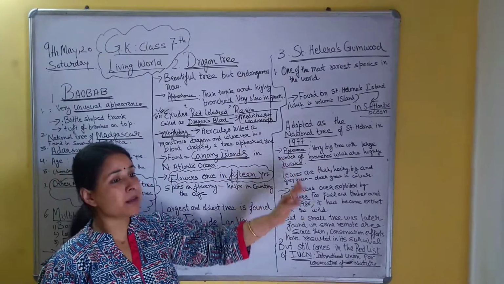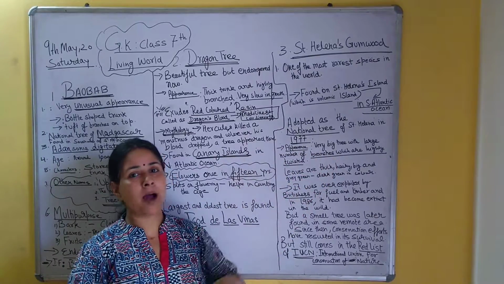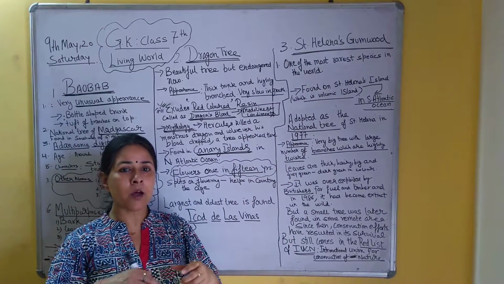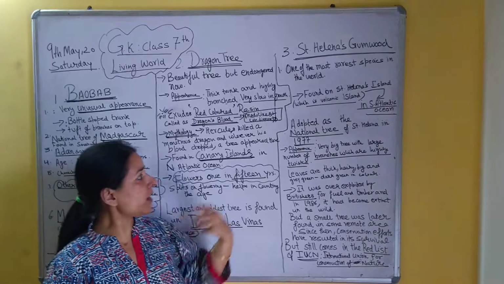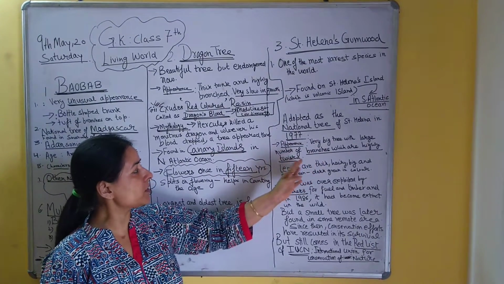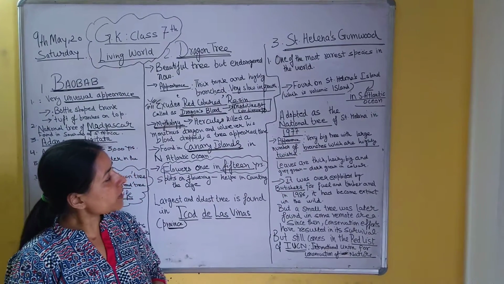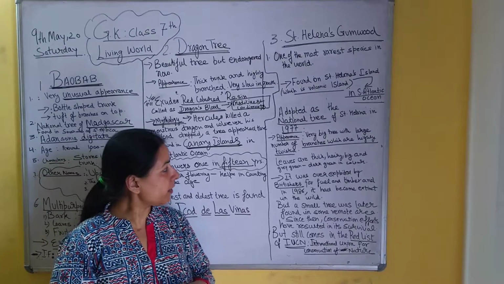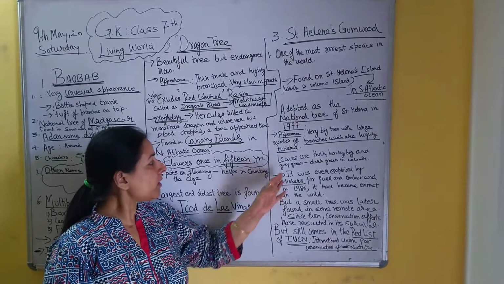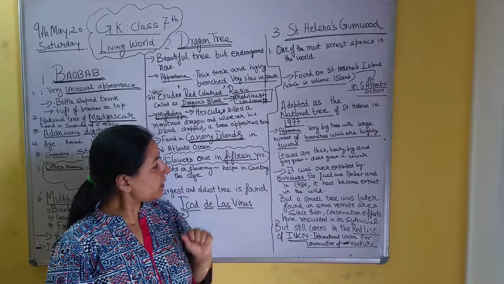If we talk about the general appearance, it is a very big tree and a large number of branches are there, but the branches are highly twisted. Branches that are very twisted and curved are the characteristic feature of this tree. The leaves are also very thick, hairy, big, and grey green to dark green in color.